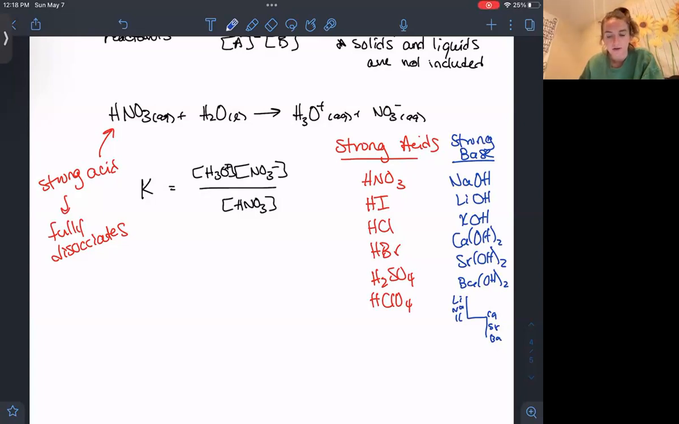Questions on equilibrium are the plus or minus acid. I don't know what that question means. Okay, so that's a good question. That's a really good question.